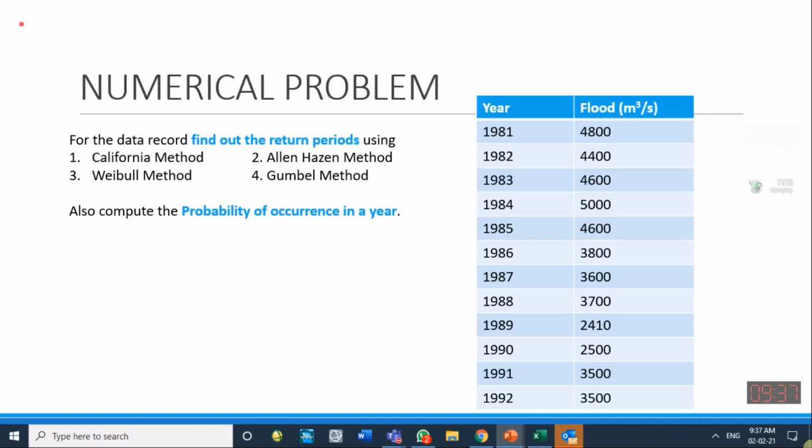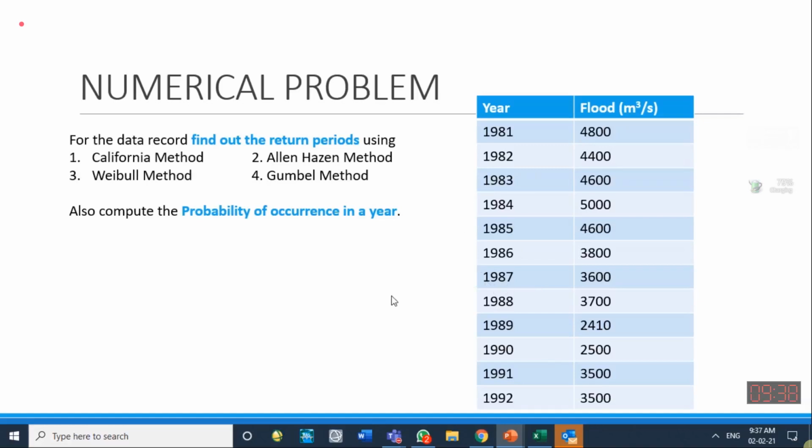those who are running the gauging stations. If this is the flood data of the last 10-20 years, of course in an actual case you will be working with data of at least 30 years. Just to reduce the work, only 10-year or 12-year data is given here.